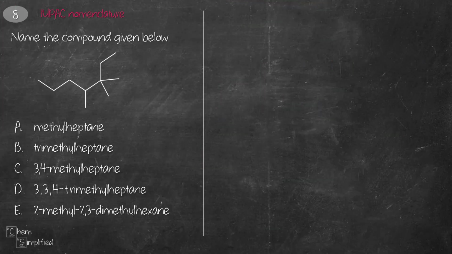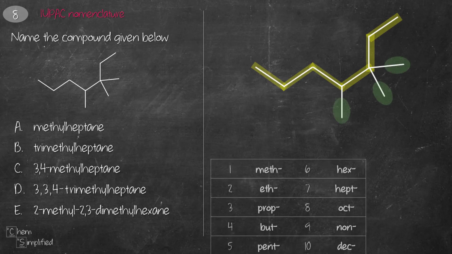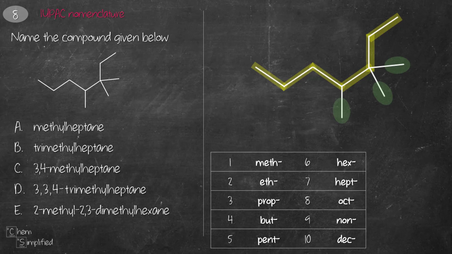This is another question on naming the alkane. The longest chain contains 7 carbons and it has 3 substituents. And all the 3 substituents are the same and they all contain 1 carbon, so that makes them methyl groups. And if we number from the right, it's going to give us this combination which is 3, 3, 4. And that's the location for the methyl groups.